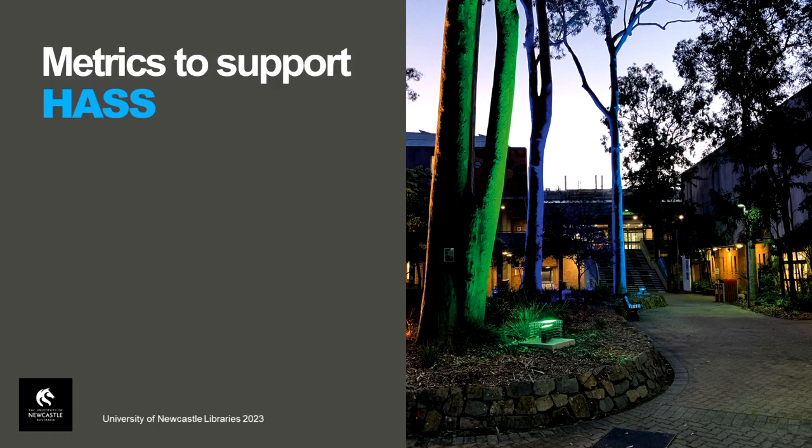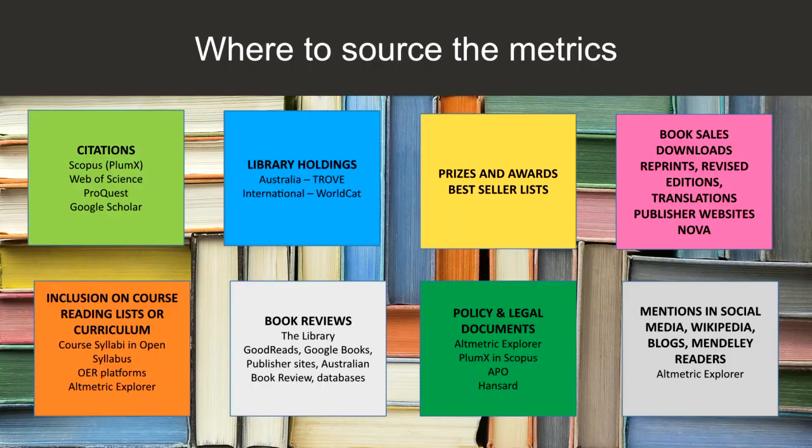Finding metrics to support research in humanities and social sciences can be difficult at times. This video will provide information about where to locate non-traditional or alternate metrics for research, and also help you to think about ways you could further maximise your research profile.